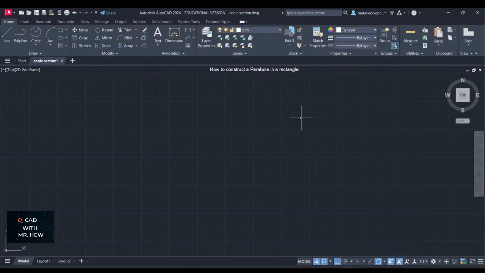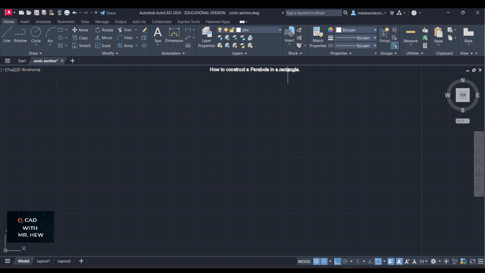In today's video, we'll be looking at how we construct a parabola in a rectangle. In the previous video, we looked at the construction of the development for a pyramid that was cut at an angle. All right, so let us start with today's video.